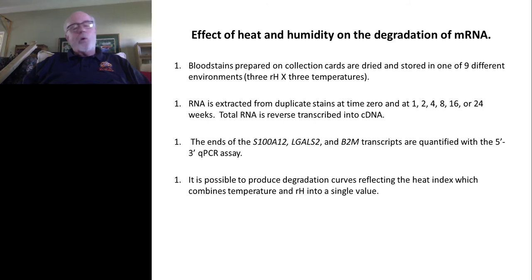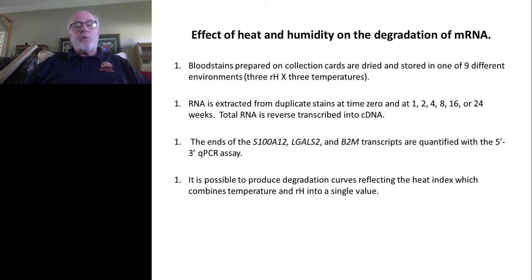When a time point is reached, the chamber would have to be opened, the blood stain card taken out, quickly excise the stain, replace the card with the remaining stains back in the chamber, reseal it, and then put it back in its storage temperature. So there was a brief interruption of the environment within the chambers, but it was probably reestablished within 4 to 6 hours.